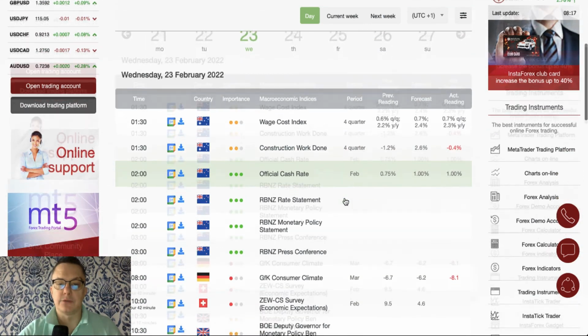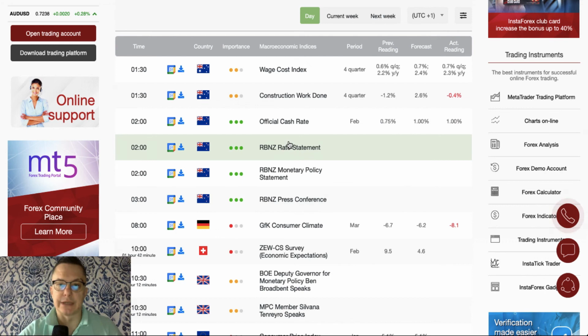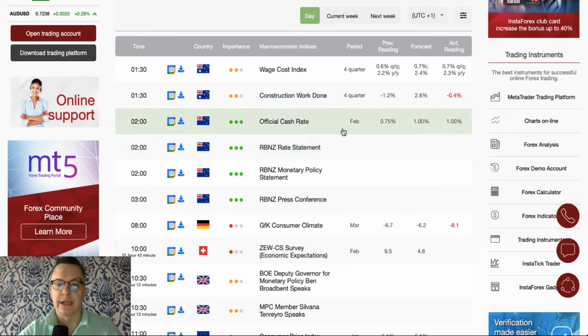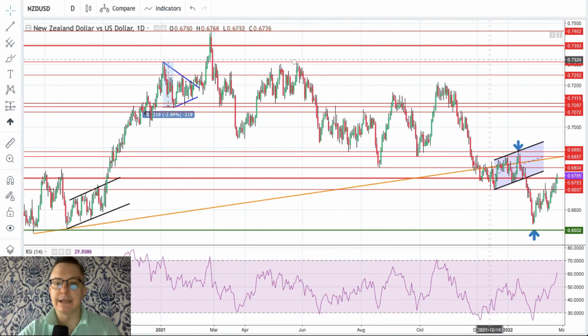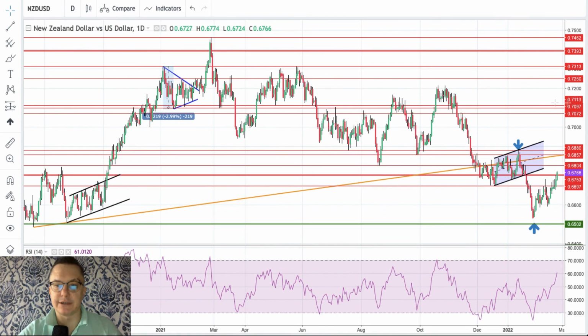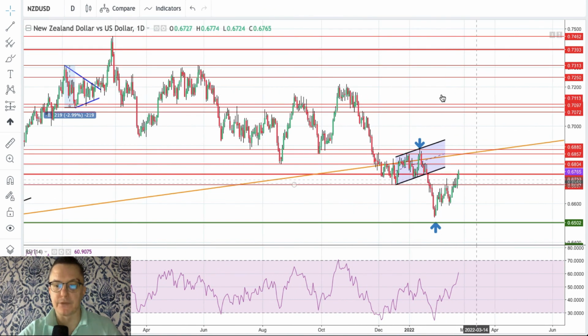So I guess we should take a look at the New Zealand dollar after the official cash rate of 1% had been announced. The daily time frame chart of the New Zealand dollar is showing us a very interesting bounce just ahead of the 6,502 pips level.